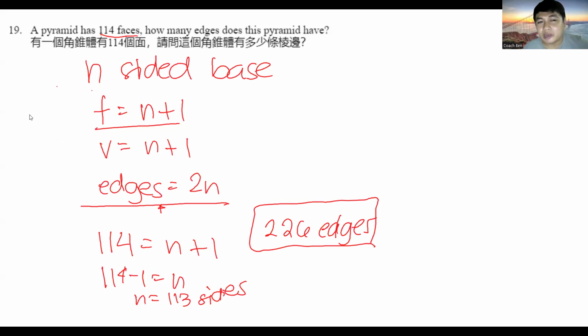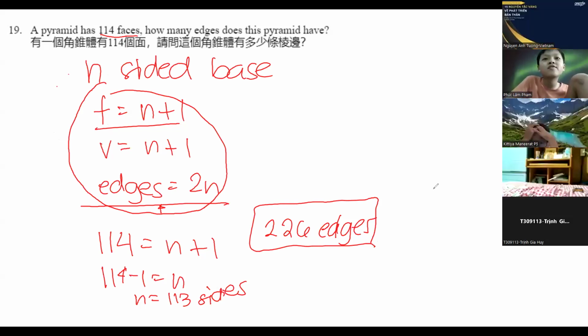So are there any questions for number 19? All we have to do for number 19 is just memorize or at least familiarize with the formula. If you have a pyramid with an n-sided base, faces is equal to n plus 1, vertices is equal to n plus 1, edges is equal to 2 times n. Are there any questions for number 19? No. Can you explain again?